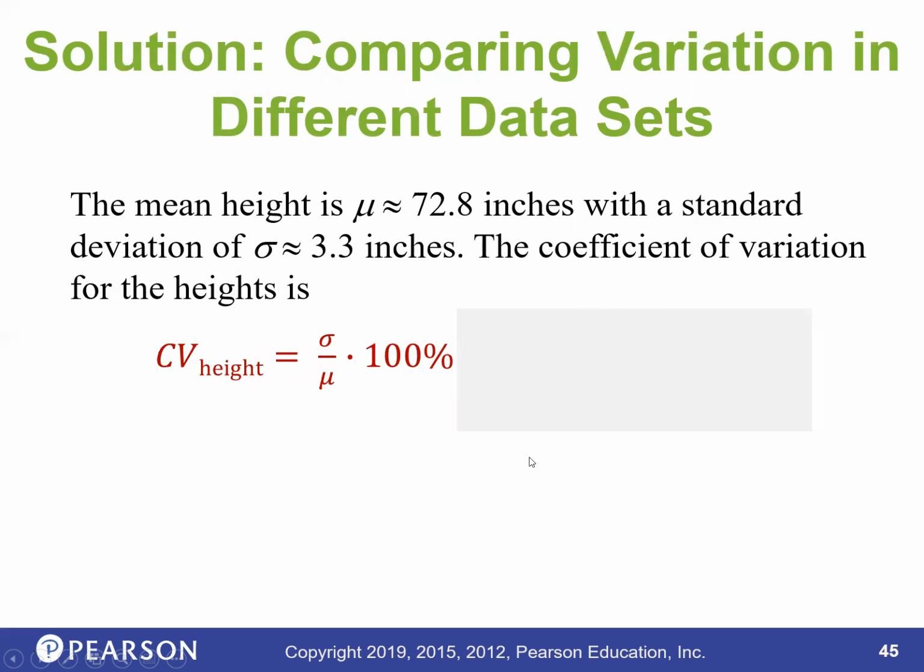Boom, boom. And give me the number when you have it. So this is a percent now. Oh, cool, got someone with the answer already. So 3.3 goes on top: standard deviation divided by the average, which is 72.8, multiplied by 100, gives you 4.5.